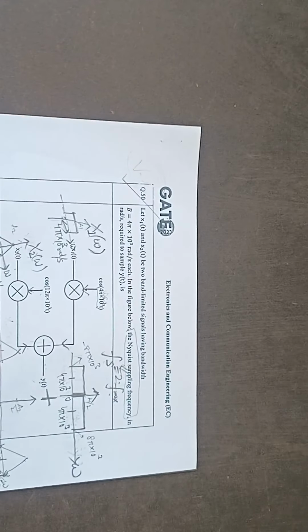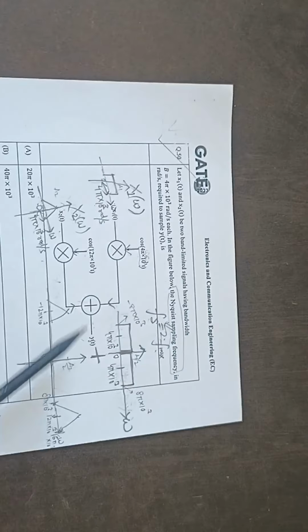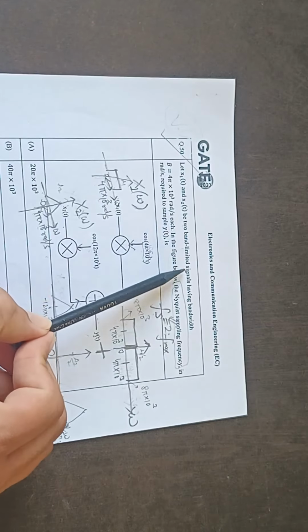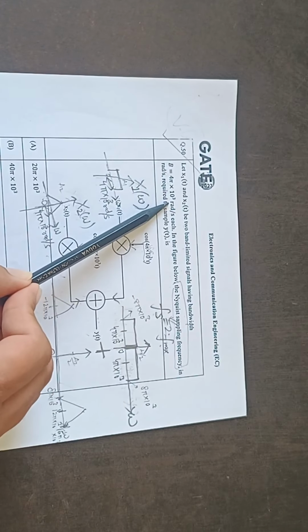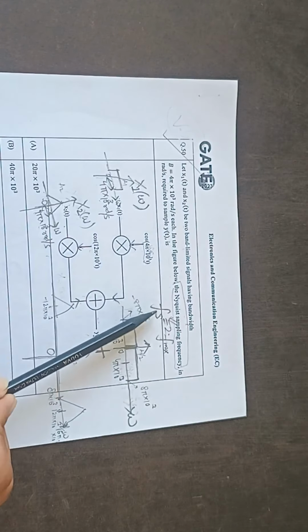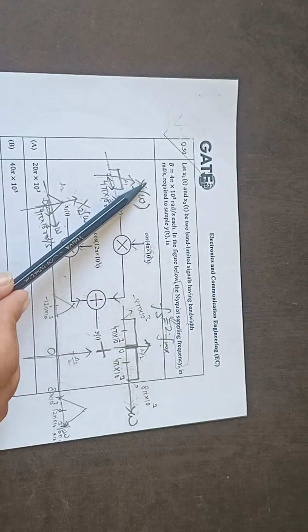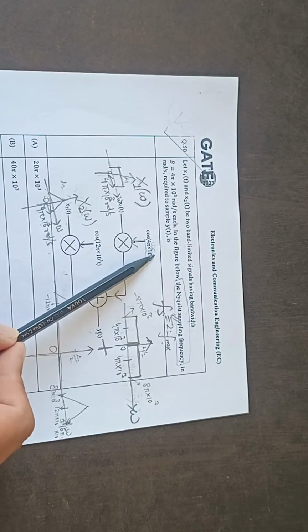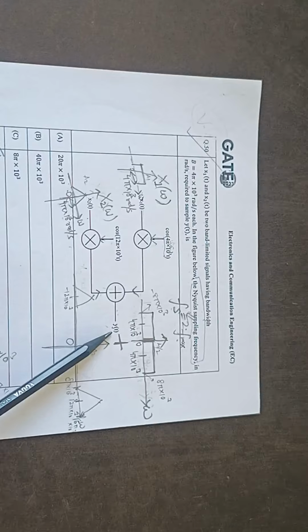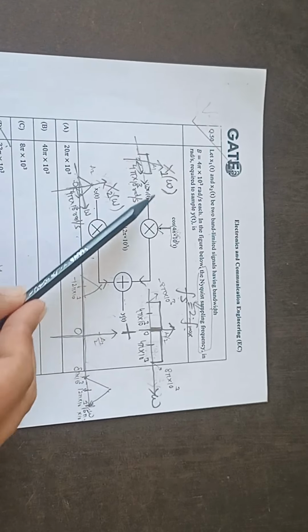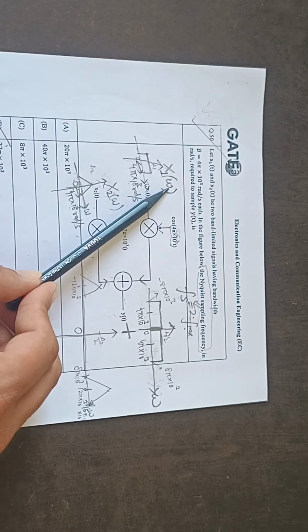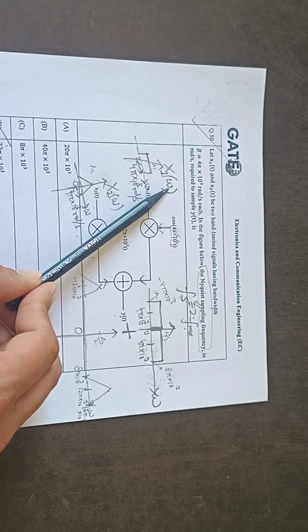This one is on the modulation property. It is saying that x1(t) and x2(t) are two band limited signals having bandwidth B equal to 4 pi times 10 to the power 3 radian per second each. In the figure below, the Nyquist sampling frequency in radian per second of the sample y(t) is. So first we need to find y(t), and then we need to find its Nyquist frequency. Okay, so both are band limited and have bandwidth 4 pi times 10 to the power 3 radian per second.